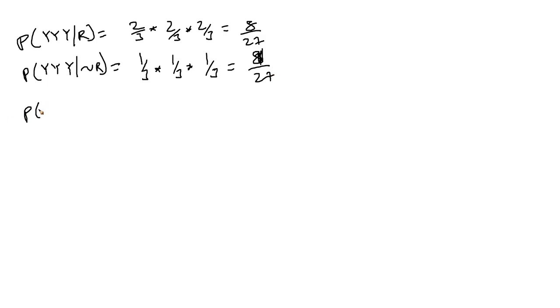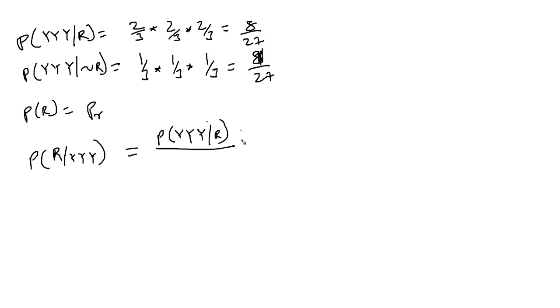Probability of rain in Seattle, we already made a notation of PR. So now the question is, what is the probability that it's raining given all of your friends said it's raining, right? So this is what the problem is asking. So we simply apply Bayes theorem: probability of everybody saying it's raining times probability of raining, divided by probability of everybody saying yes.